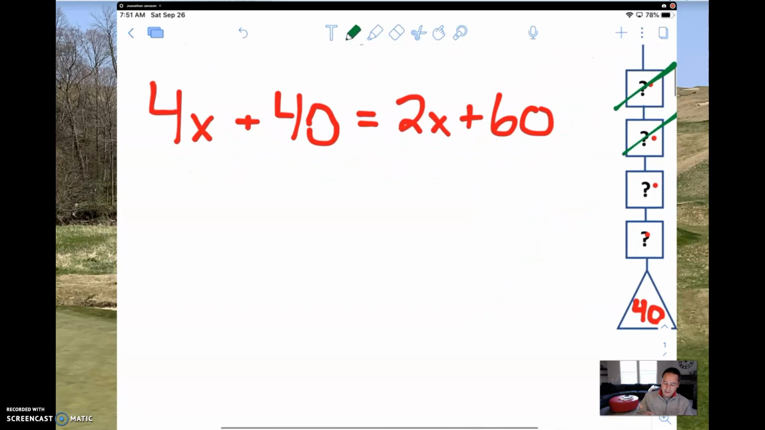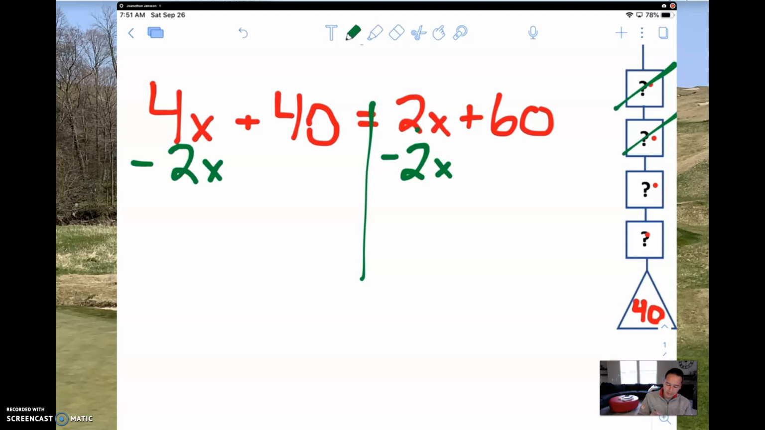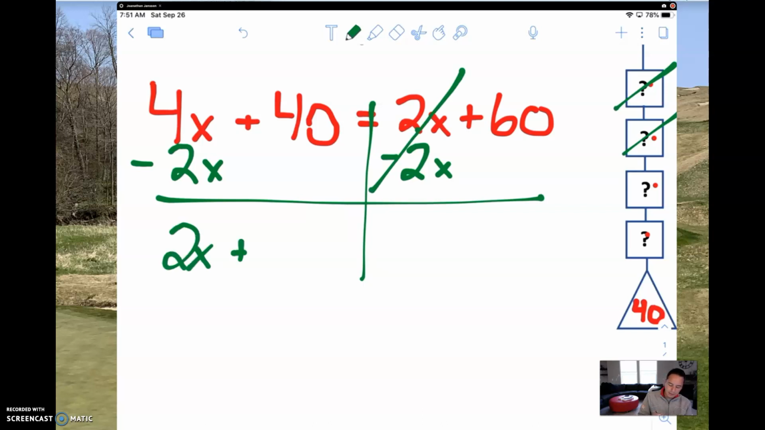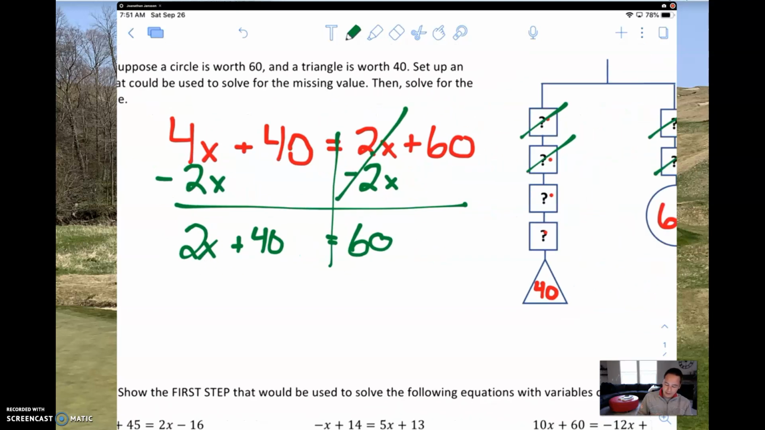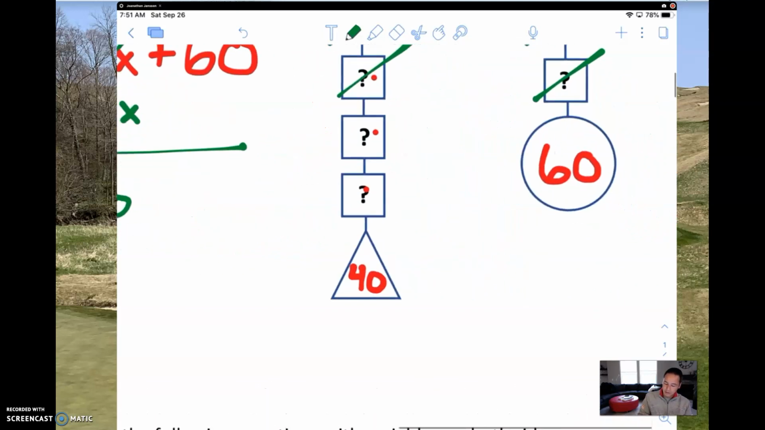What I did was I took this 2x over on the right side and I just got rid of them. So what we're going to do is subtract 2x from both sides. And by doing that, those 2x's go away. And we're left with 2x on the left plus 40 is equal to 60. And hopefully you can see that 2x on the left plus 40 is equal to 60.